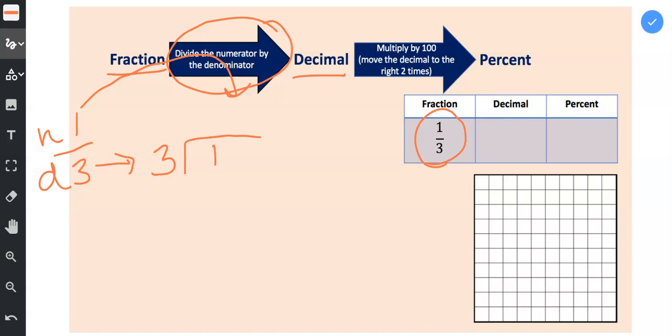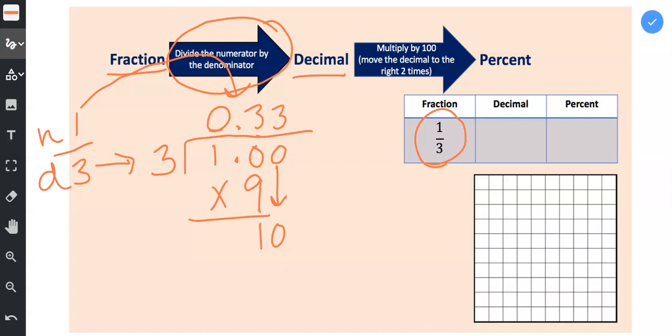3 goes into 1 0 times. I add a decimal, I add a decimal, I add a 0. 3 goes into 10 3 times. 3 times 3 is 9. And 10 minus 9 is 1. Then I add a 0, bring it down, and then I ask the question. 3 goes into 10 how many times? 3 times. 3 times 3 is 9.